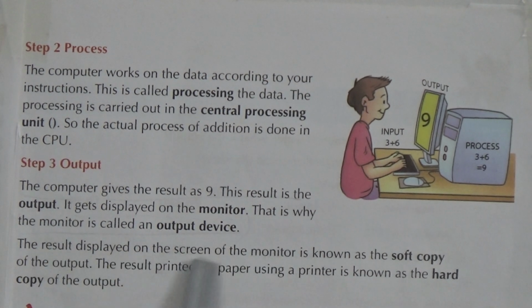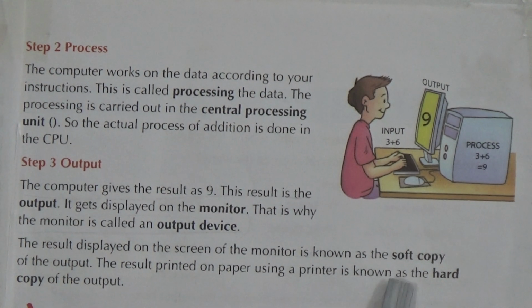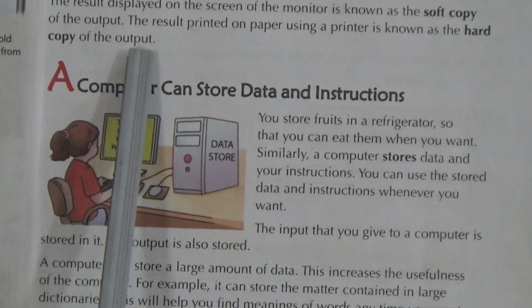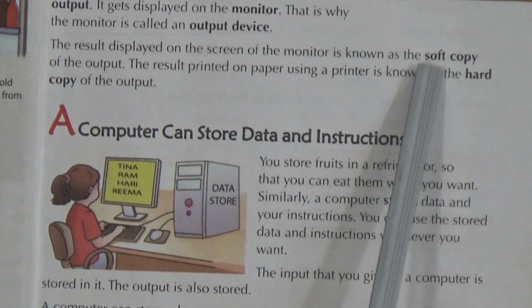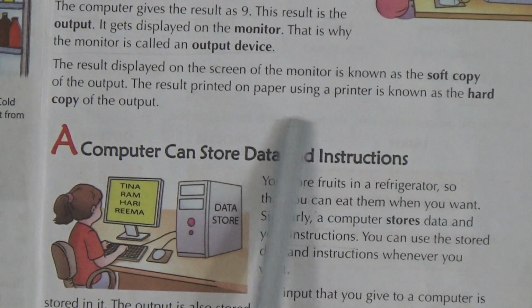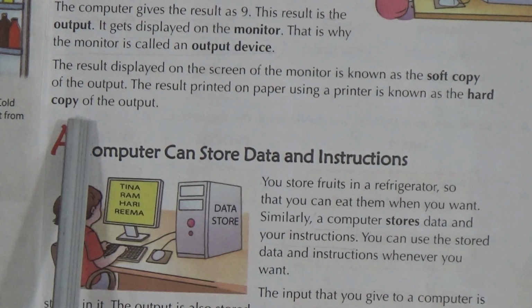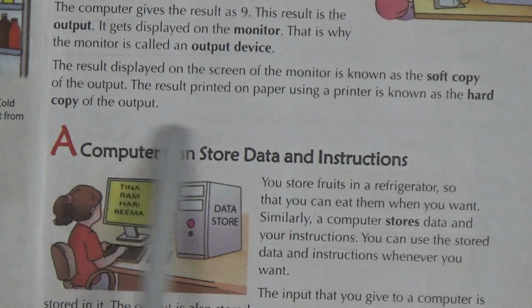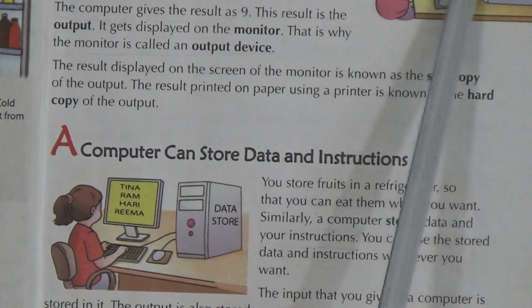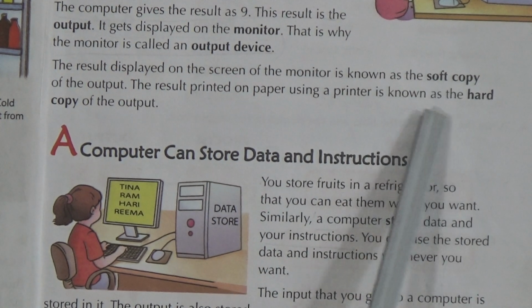The result displayed on the screen of the monitor is known as the soft copy of the output. The result printed on paper using a printer is known as the hard copy of the output. So while it's still inside the computer, it's called a soft copy, and if you print it out on paper, then it's called a hard copy because we can touch it, it's a physical copy. The copy inside the computer cannot be touched. So this is called the soft copy.